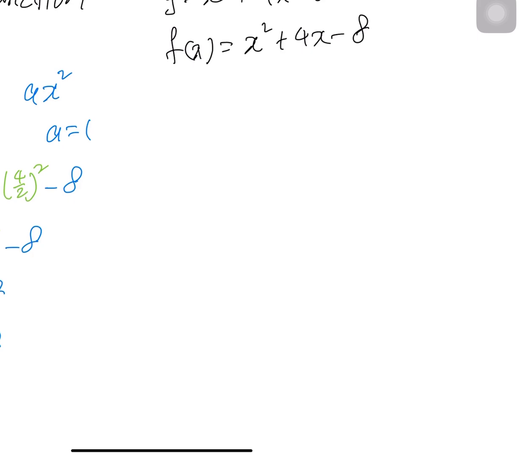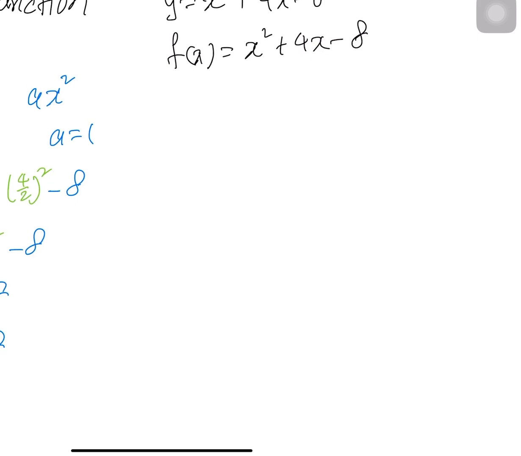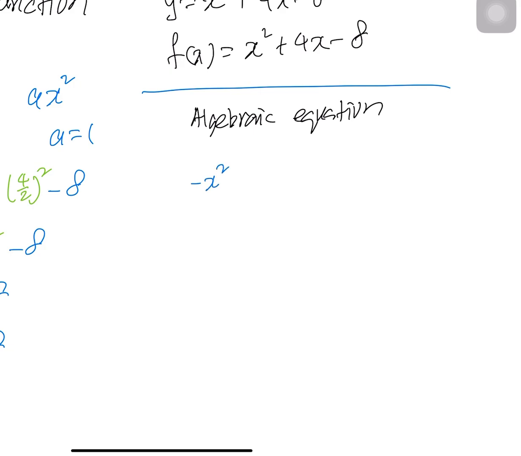So how about if a is negative 1? How shall we go about doing that? Now I use an algebraic equation. If it's an algebraic equation, how are you going to do completing the square for it? Same approach. Let's say I have this, with a minus in front of the x squared.